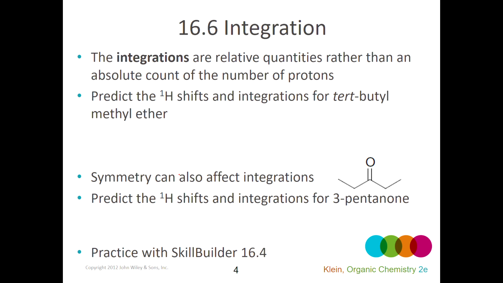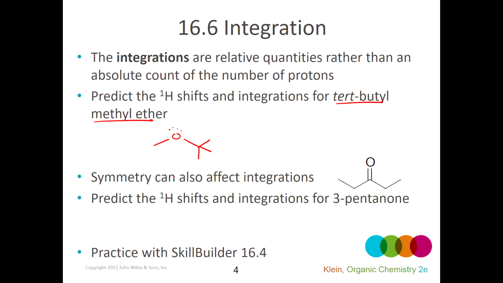And as we were saying, the symmetry in the structure can impact that. So let's look at a couple examples, to make sure we've got integration down. Take tert-butyl methyl ether, a common solvent. We've used that a number of times in the lab. I don't expect you to memorize the structure for types of compounds we haven't talked about yet. We've never really talked about ethers and how to name them.